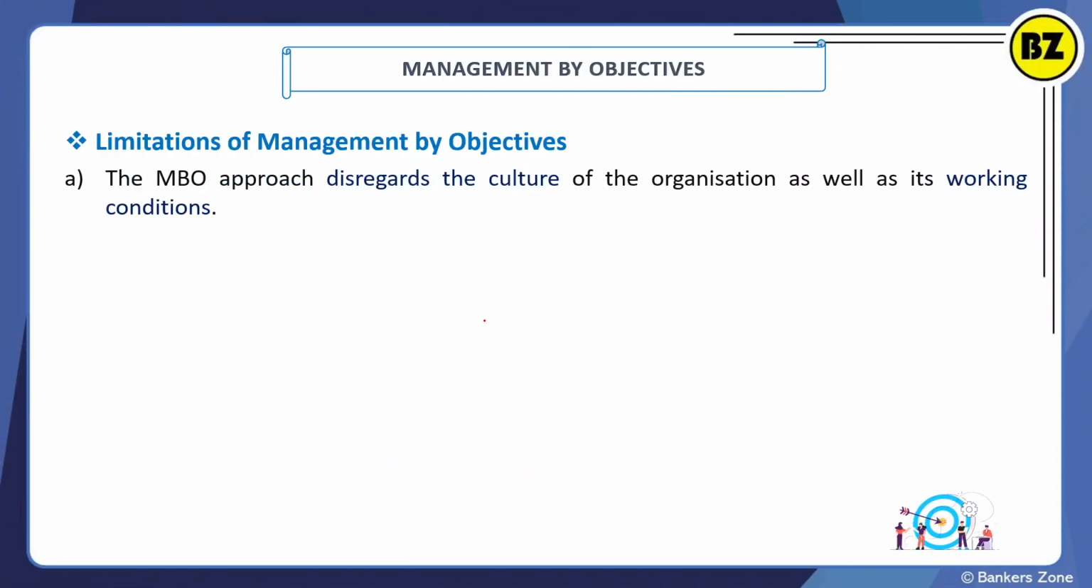Now we will see the limitations, basically the disadvantages, of the MBO. MBO means having targets and steps to achieve the target. Now, what are the disadvantages or limitations? The MBO approach disregards the culture of the organization as well as working conditions. Because they are focusing on the targets, they will discard the culture and the working conditions.